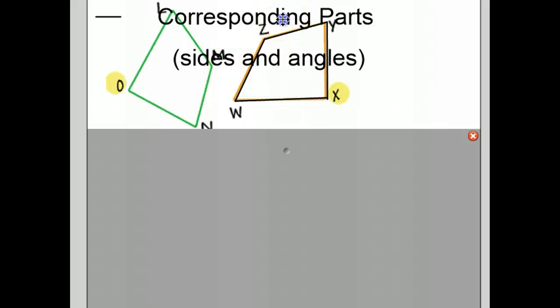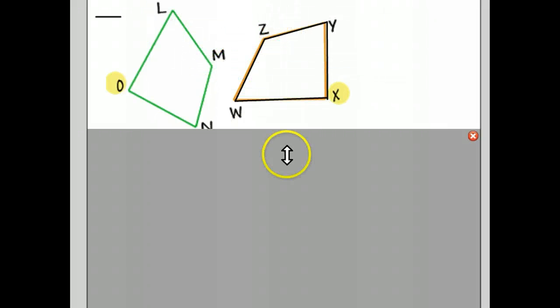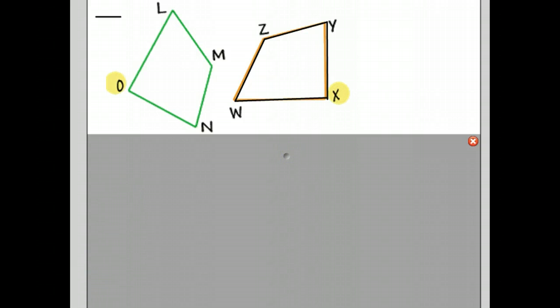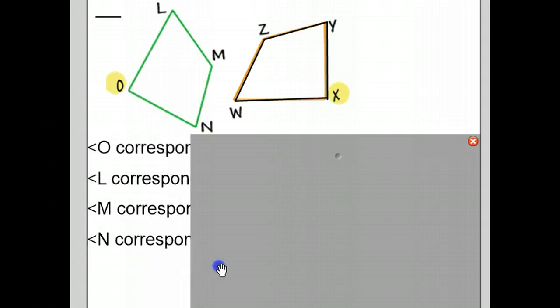So let's take a look at this figure right here. As we can see here, we have two other quadrilaterals. And to figure out which parts are corresponding to which parts, I always start with the angles. And the angles help me out here. So let's take a look here.